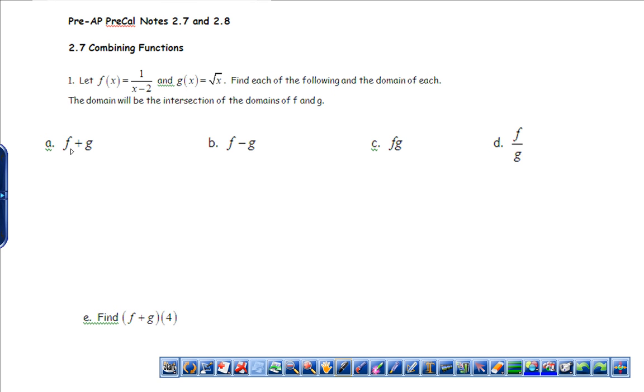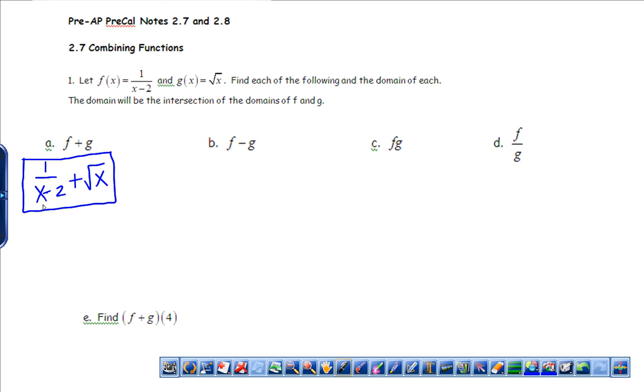All right, so let's look at this. This means exactly what you think it is. We're going to add the two functions together. And if we add the two functions, we've got 1 over x minus 2, and if we add the square root of x, there's nothing that we can do with these. This is actually the answer.